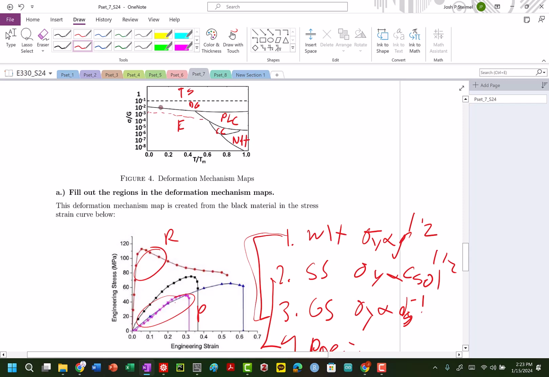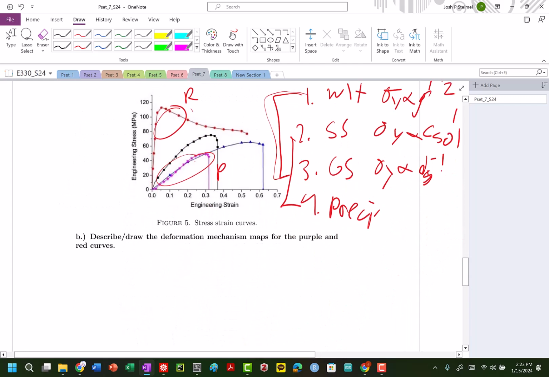For my purple and for my red, it'll increase. It'll get closer to that theoretical yield stress. There may be some slight changes. Maybe the cobalt creep region increases a little bit for the red, because if you're solute strengthening, you can change the grain size a little bit because of the addition of solute, but there's not going to be huge changes. If we were work hardening or grain size strengthening, you'd see huge changes in the cobalt creep region in addition to that movement of that line.